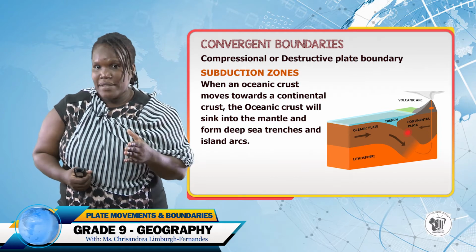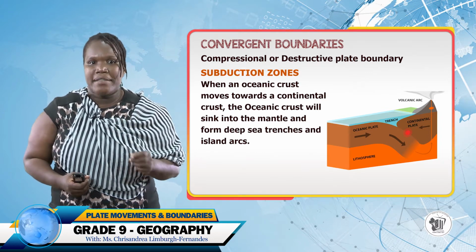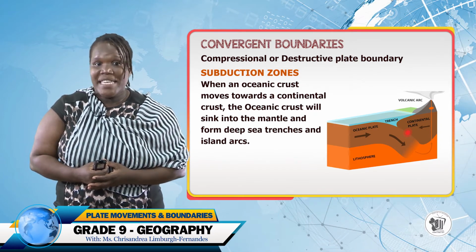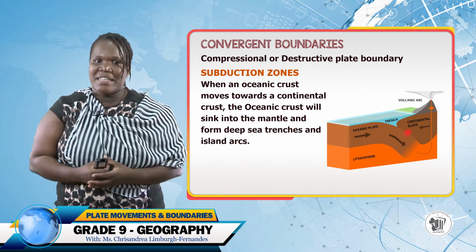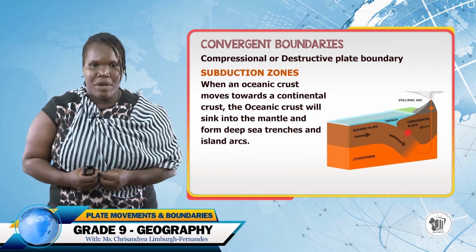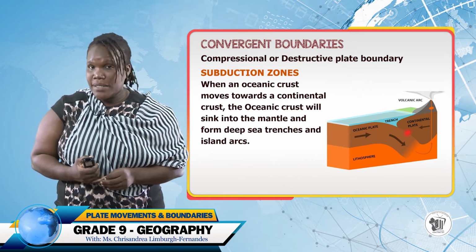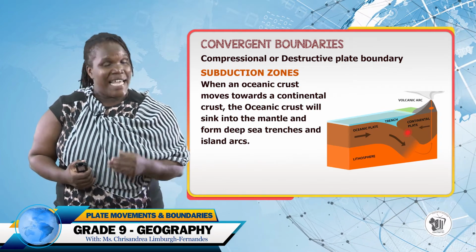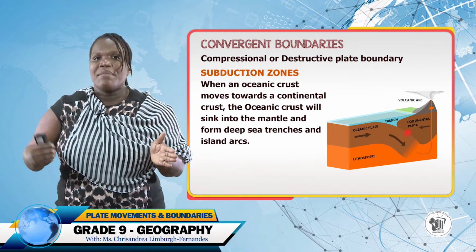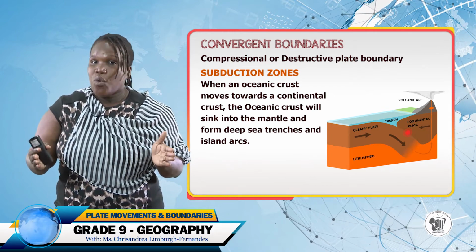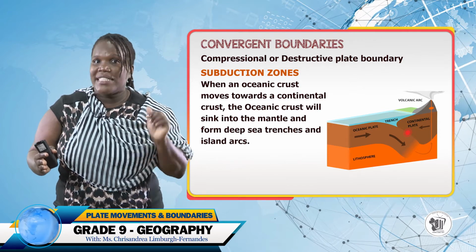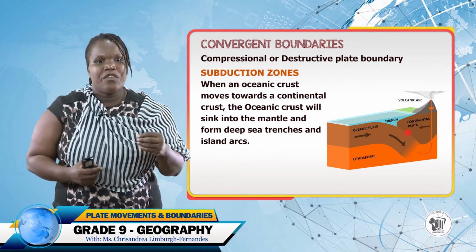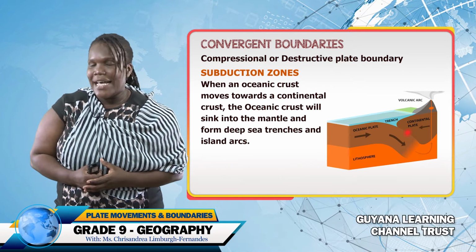When an oceanic crust moves towards a continental crust, can you remember the rule? Which will sink? Simply because it's heavier. Yes, oceanic crust will sink into the mantle and form deep trenches and island arcs. Okay, students? From the rule, we remember that oceanic crusts are heavier. And as a result, when an oceanic crust meets a continental crust, one will sink. And the one which will sink is the oceanic, simply because it is heavier. As it sinks, it forms deep sea trenches and island arcs.